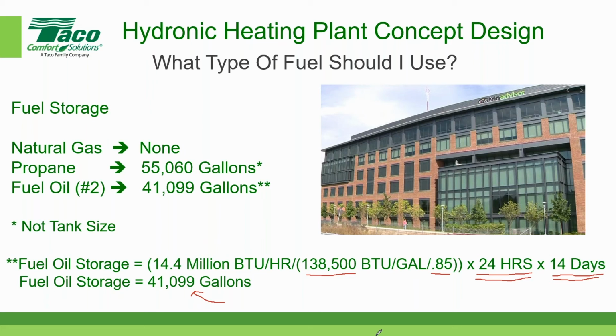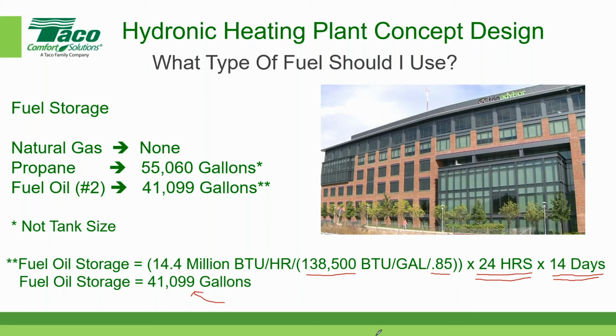Now, the important thing to keep in mind is that I did not take into account any diversity that would take place. In other words, this is the peak heating load. If the boilers were running at full capacity 24 hours a day, and I wanted to have enough fuel supply for 14 days, I would need roughly 41,000 gallons.